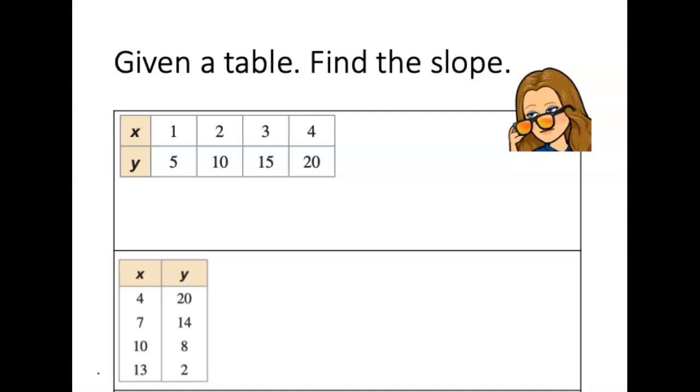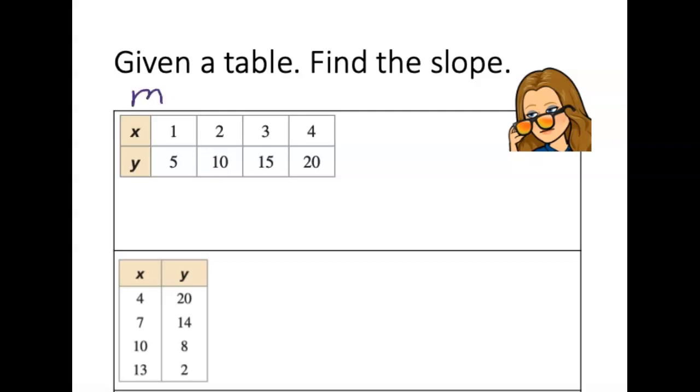Welcome back, friends. Today we are going to continue our conversation on slope, but it looks a little different. We talked about slope from a graph. We've talked about which direction slope is headed. Is it positive? Is it negative? Zero or undefined? We've even talked about it from 2 points. What's important to remember is that slope has not changed.